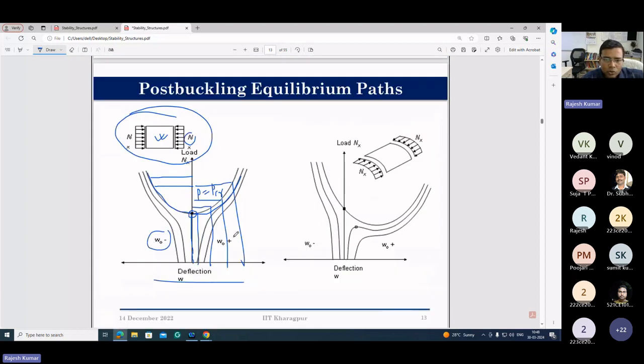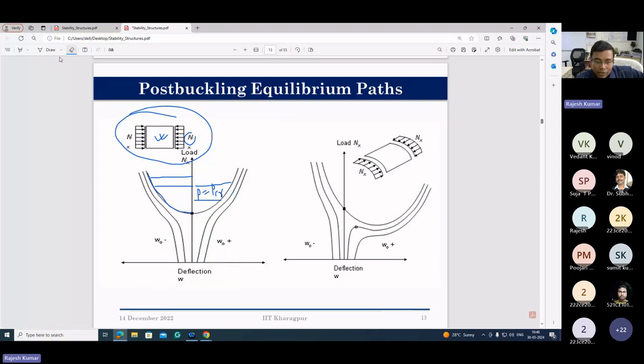This W naught minus and W naught plus are the imperfections, because no structure will be perfect. Some imperfection will be there, either from manufacturing, or from transportation from one place to another place. Some deformations will take place. So when you have imperfection, what will happen? When you apply compressive loads, due to that imperfection and that axial load, a moment will develop. So as soon as load is applied, then what will happen? You look at this. As soon as load is applied, bending starts to take place.